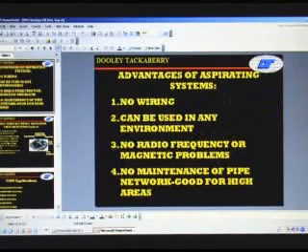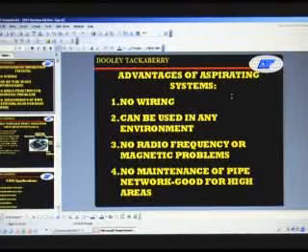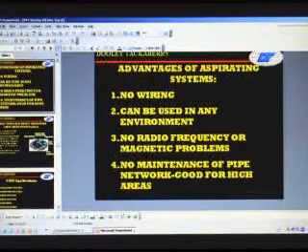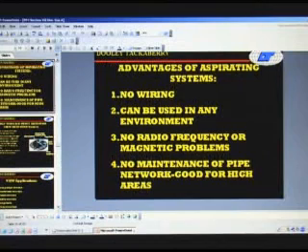Advantages of an aspiration system: no wiring, can be used in any environment, no radio frequency or magnetic problems, no maintenance of the pipe network, and good for high areas.